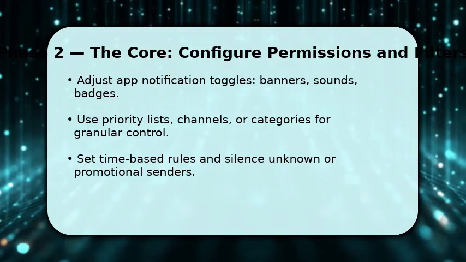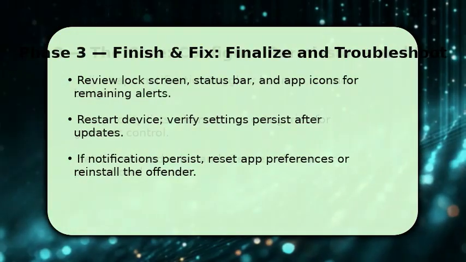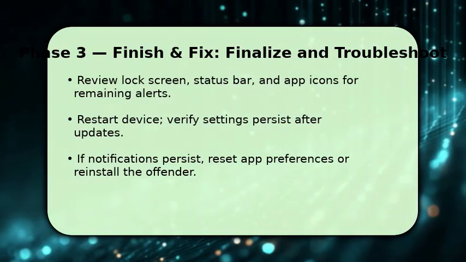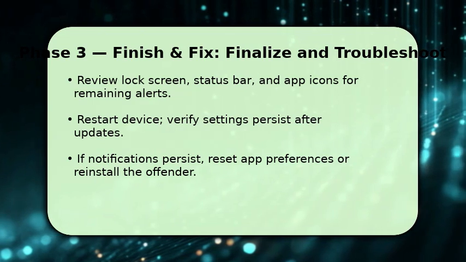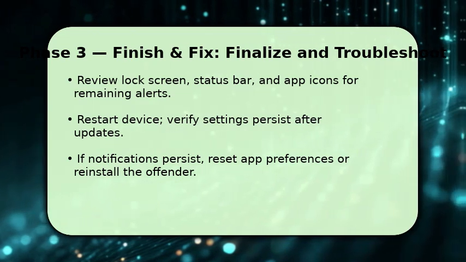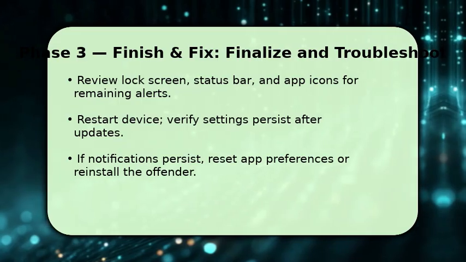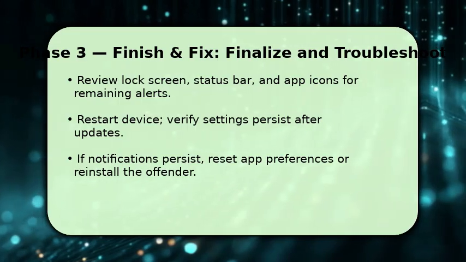Finish by reviewing the lock screen, status bar, and app icons to confirm alerts are gone. You want a clean visual baseline. Then restart your device so changes apply consistently, and make sure settings persist after any app or OS update.